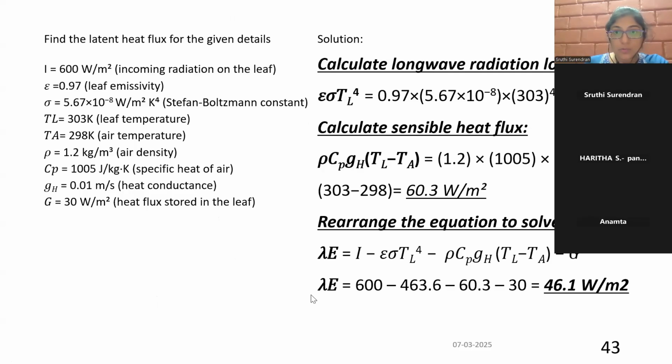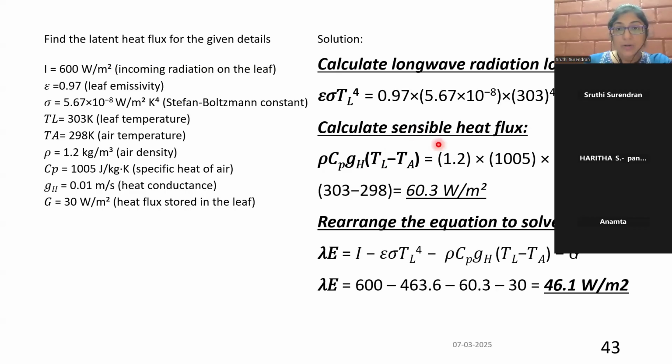First we'll calculate the long wave radiation loss, which is given by epsilon sigma TL to the power 4. Here epsilon is given as 0.97. So 0.97 into 5.67 into 10 to the power minus 8 into 303 Kelvin to the power 4. So here we'll get 463.6 watt per meter square. Now this is the long wave radiation loss. I is the incoming radiation.